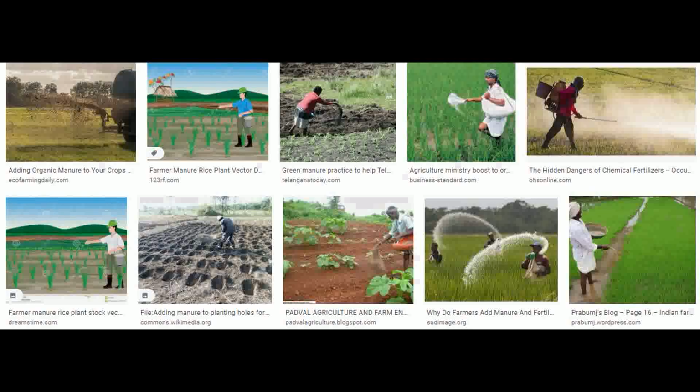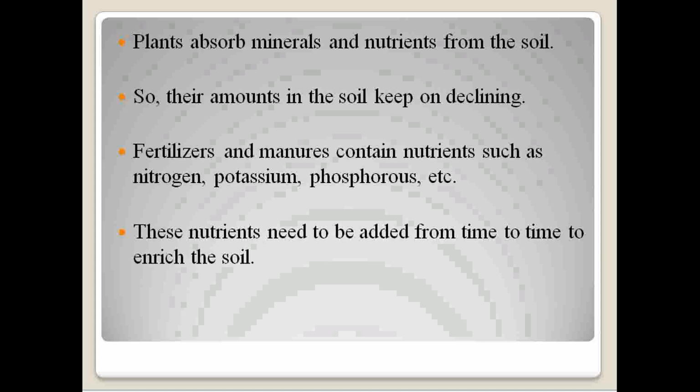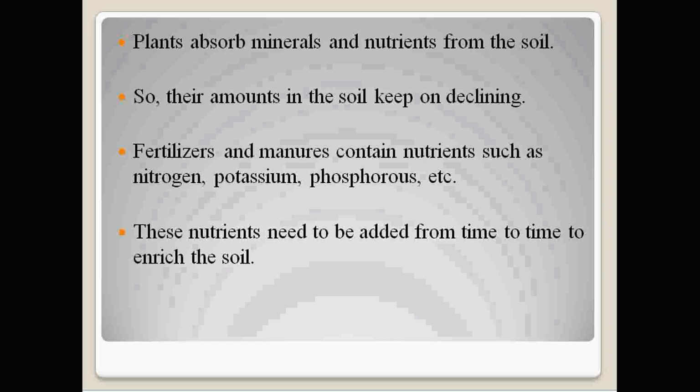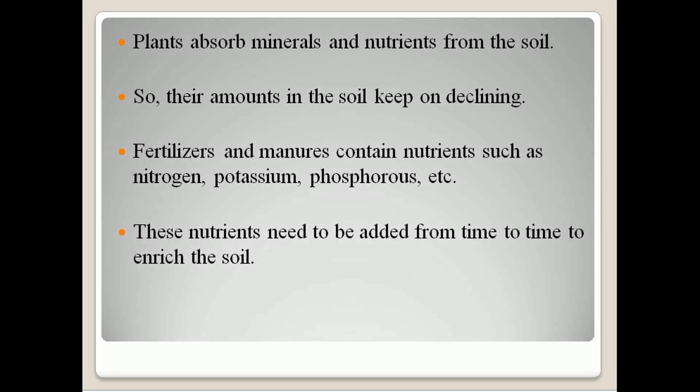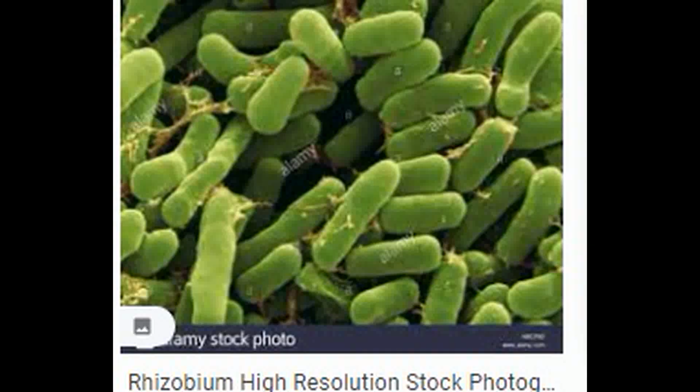Usually, crop plants absorb a lot of nitrogen and the soil becomes deficient in nitrogen. Plants cannot use it in the air form. They need nitrogen in a soluble form. The bacterium called rhizobium can take atmospheric nitrogen and convert it into a usable form. But rhizobium cannot make its own food.